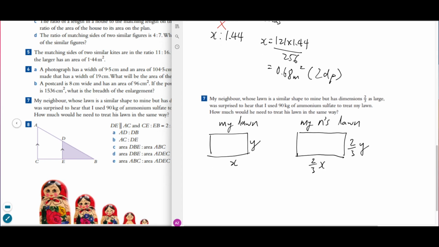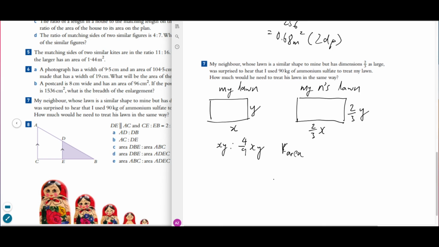So then what should the ratio of the areas be? The ratio of the areas should be xy to 4/9 xy, right? So that's the ratio of the areas. If you simplify this, it's actually 1 to 4/9 if you divide both sides by xy. And this can be simplified: if you times both sides by 9, you get 9 to 4. Okay, so that's the ratio of the areas.